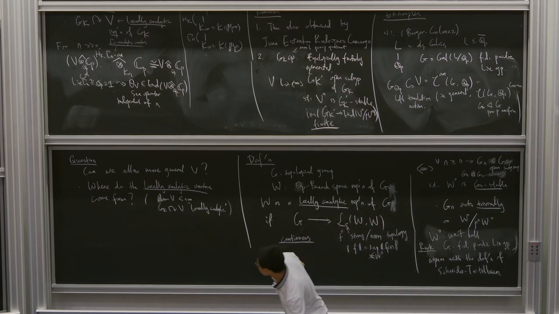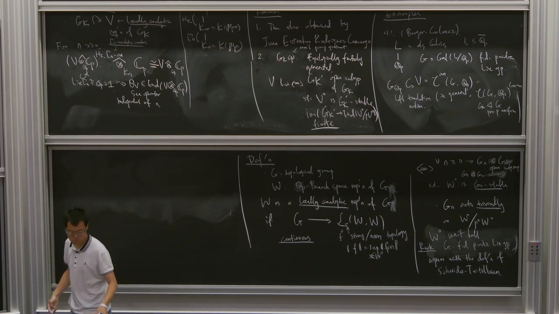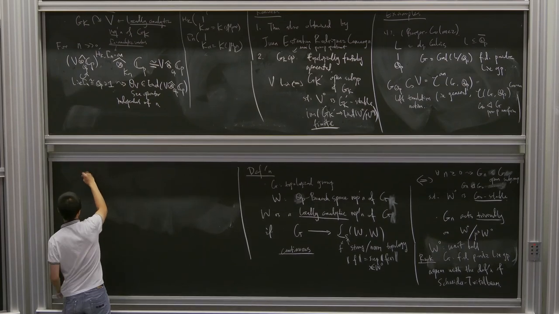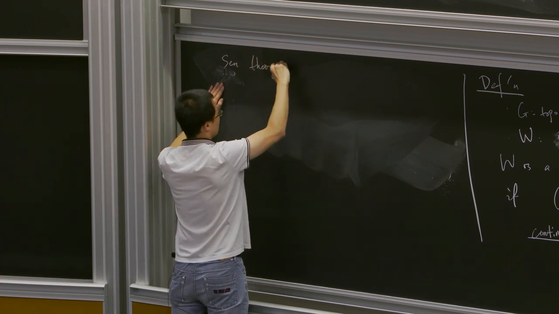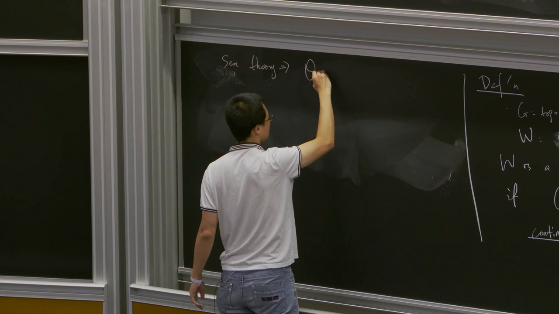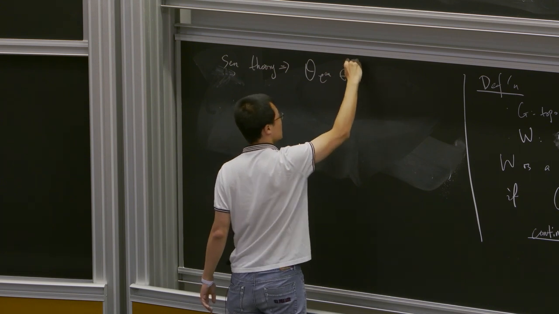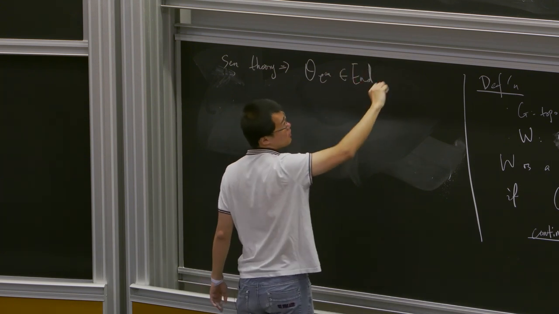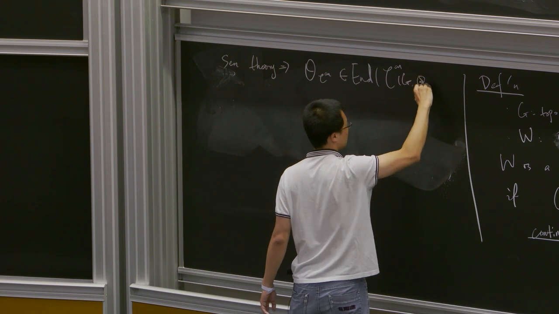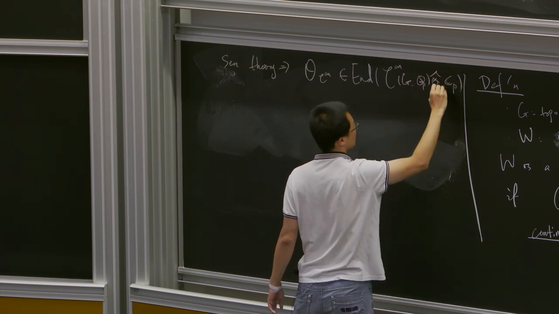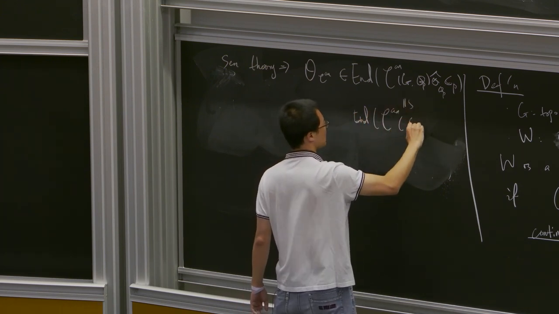Okay, so what does Sen theory give us? We have a Sen operator inside the endomorphisms of G_Qp completed tensor product with Cp. Well, another way to think about this is that it's the Cp-valued analytic functions on G.